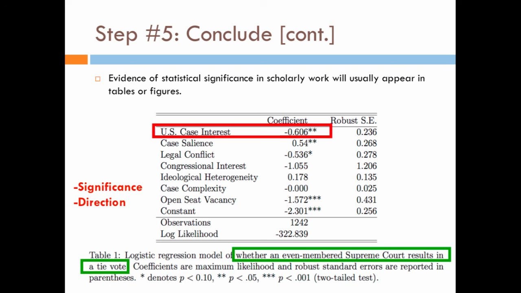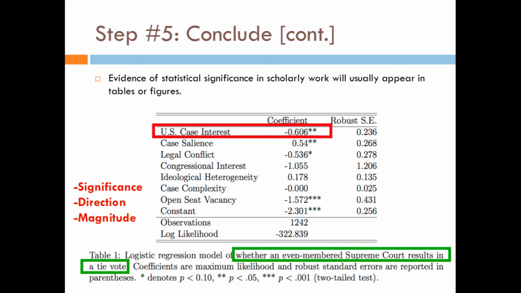Step two is to look at the direction of the relationship. Here the coefficient is negative. That means that when the U.S. has an interest in the case, the likelihood that the Supreme Court winds up in a tie vote decreases. So the sign in front of the coefficient will tell you whether there's a positive effect, increasing, or decreasing the value of the dependent variable. Does that make sense?